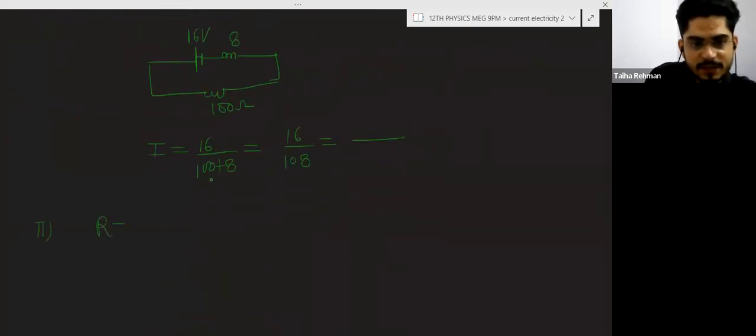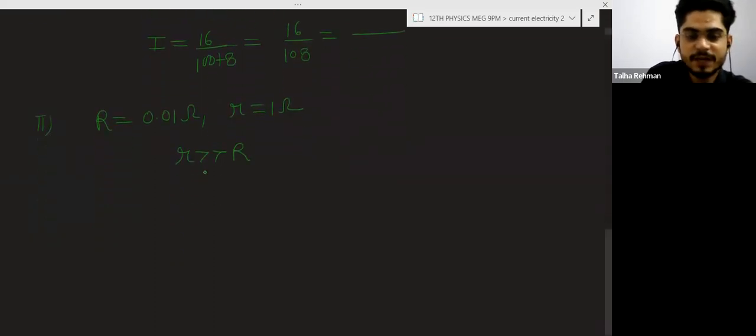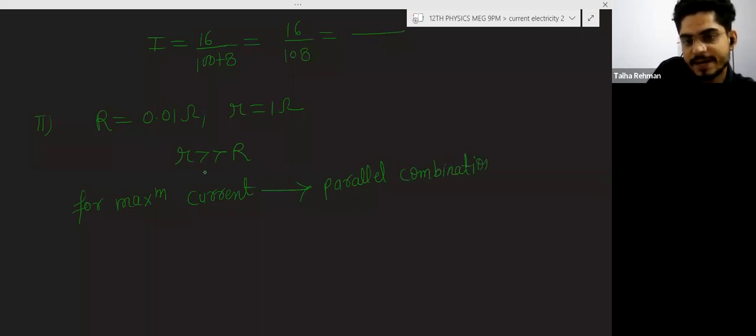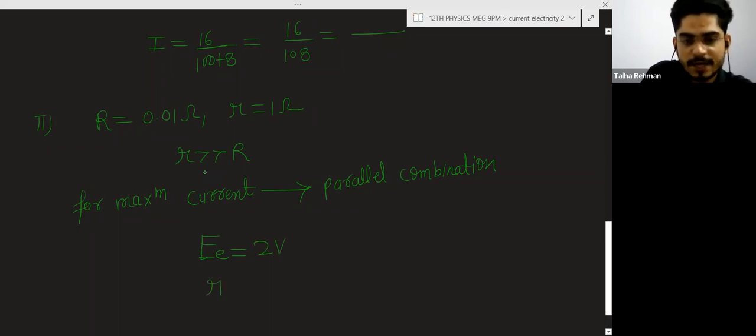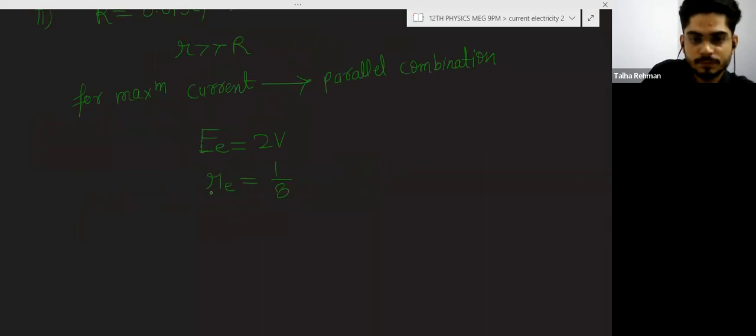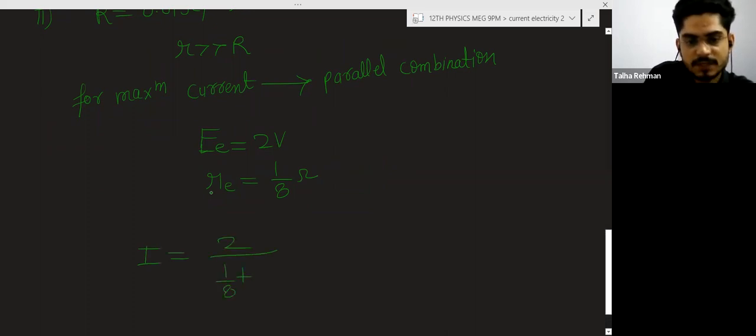In the second case, you have the external resistance of 0.01 ohm and internal resistance of 1 ohm. So if the condition is like this, for maximum current, you will prefer parallel combination. Now the 8 identical cells you will connect in parallel, and in parallel combination the EMF will be 2 volt and the equivalent resistance will be 1 divided by 8 ohm. Now what is the value of current? Current is 2 divided by 1 by 8 plus 0.01. When you calculate, you will get the answer.